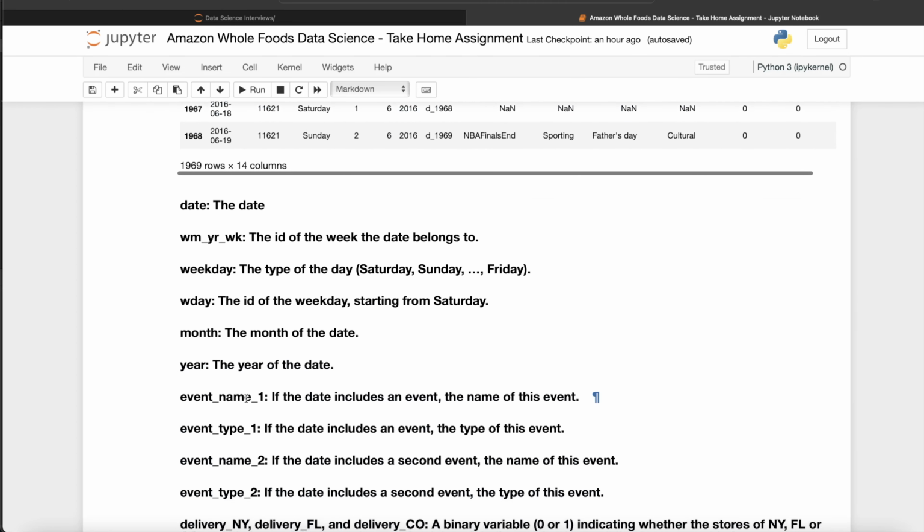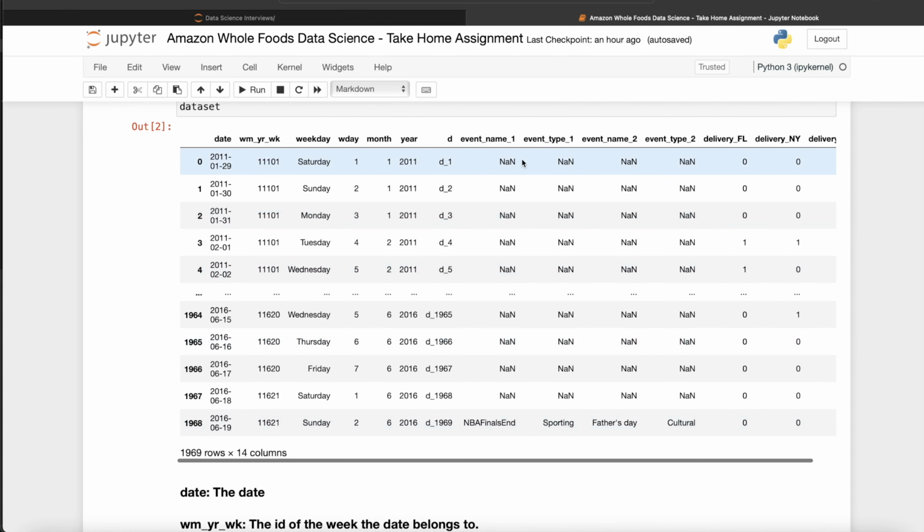So basically, event name is if the date includes an event. So what was the name of the event and what was the type of the event? Similarly, for event name two and event type two as well, right? Most of the dates didn't have any event on that particular day, but in some of the dates there were some values.